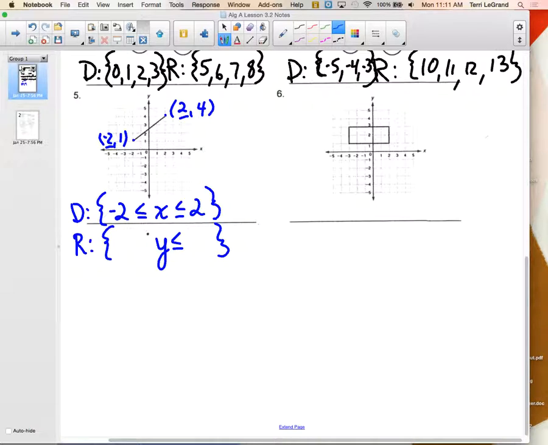It's a compound and inequality again. What's the smallest y value on that line segment? 1. What's the largest y value on that line segment? 4. So y has to be somewhere between 1 and 4. When we look up and down, and it can include 1 and 4. Okay.